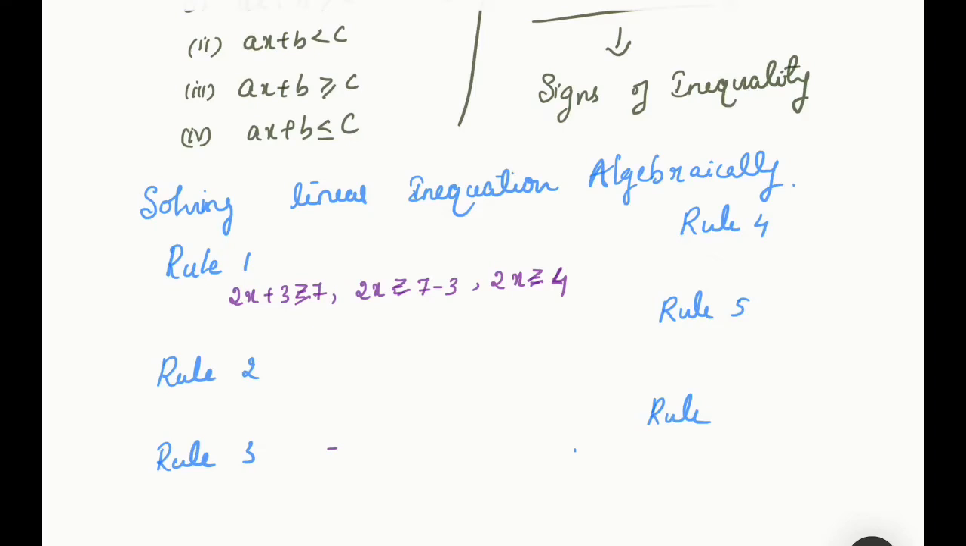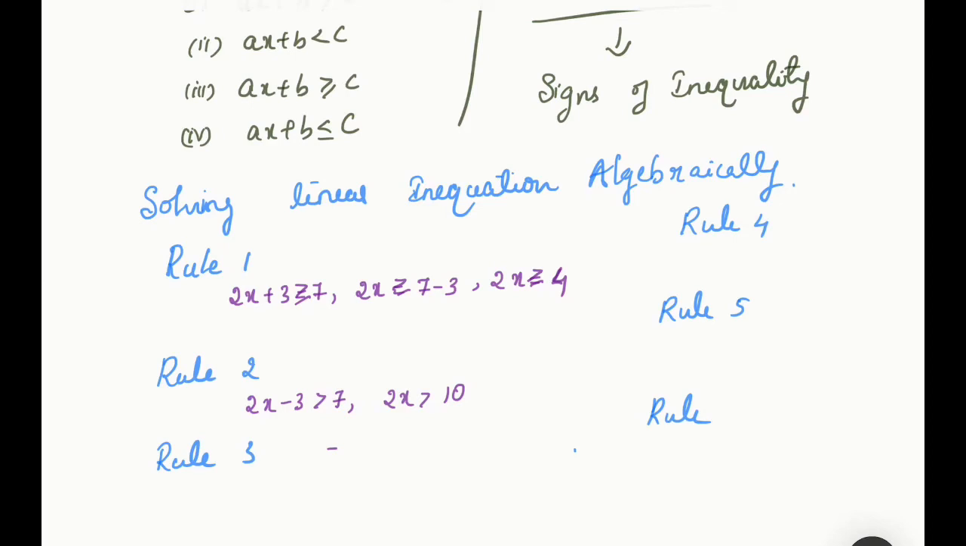Now coming to rule 2. It is similar to rule 1. The only thing is, on transferring a negative term from one side of the inequation to the other side, the sign of the term becomes positive. So 2x minus 3 greater than 7. This minus goes to the other side. What do you get? 2x greater than 7 plus 3, that is 10.